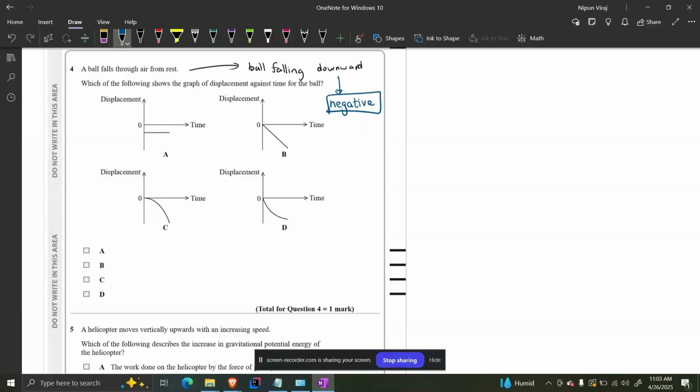Right? Downward direction is considered to be negative in this situation. How did I think about it? By looking at the options given, right? In all the options, they have given the graph towards the negative side. That means we should consider downward to be negative.